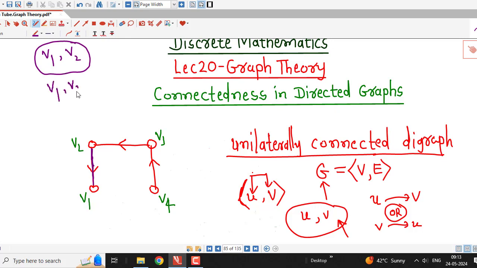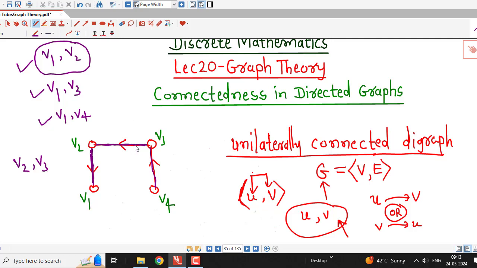Similarly, we check for V1 and V3. So here also V3 is not reachable from V1, but you can see V1 is reachable from V3. There is a path from V3 to V1. So V1 is reachable from V3. Similarly, we can see that V1 is reachable from V4 also. So that is also satisfied. Now we check for V2 and V3.